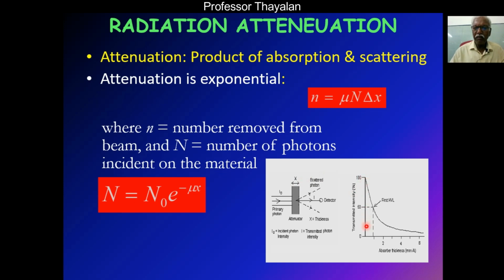If you see the attenuation graph, it shows exponential nature. That means initially it decreases very rapidly. After that, the decrease is very slow.